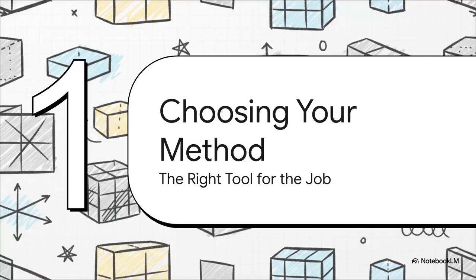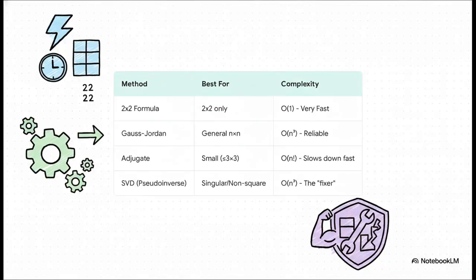Okay, we've covered a lot of ground here. A quick formula, a universal algorithm, and even a fallback for the impossible cases. So how do you actually choose the right tool for the job? This table pretty much sums it up. That 2x2 formula? It's a lightning-fast specialist. Gauss-Jordan is your reliable, all-purpose workhorse. And the pseudo-inverse, well, that's the heavy-duty fixer that can handle almost any tricky situation you throw at it.